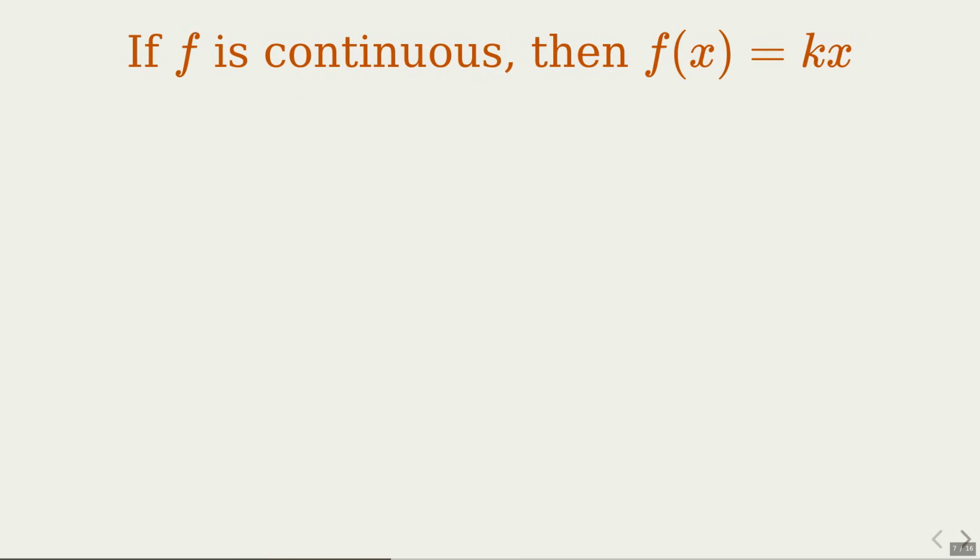Now comes the beautiful part. A tiny regularity assumption upgrades rational linearity to full linearity on the real line. So continuity is the magic ingredient that fills in all the irrational gaps between rational points. Since we already know f of r equals k times r for every rational r, continuity and the density of rationals force every real x to land on the same straight line.